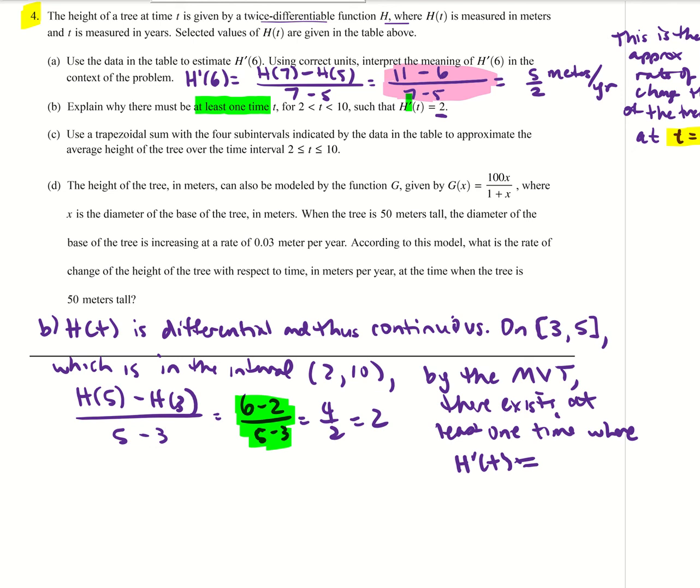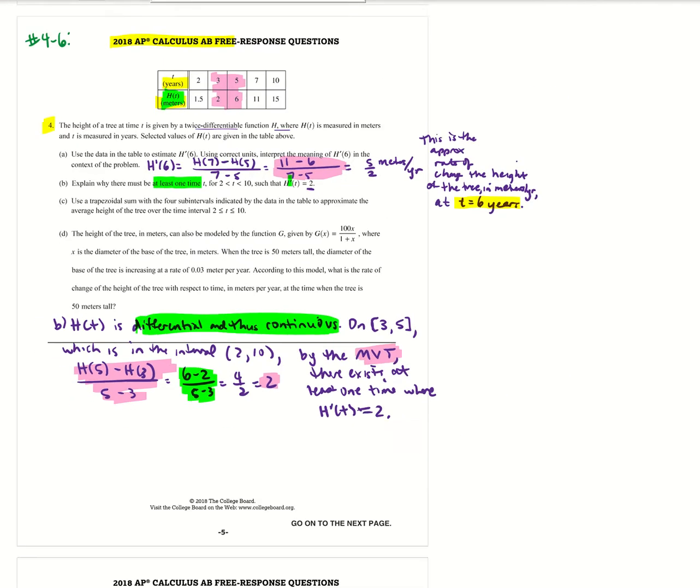So the things that you must have in order to get all the points: you must have the conditions met, differentiable and continuous. We need to have an interval listed or shown. It can also be shown in here, but you should be somewhere saying that this is inside that interval of 2 to 10, where we have that slope that would equal 2. You must name the theorem, and then restating it is always a really good idea.